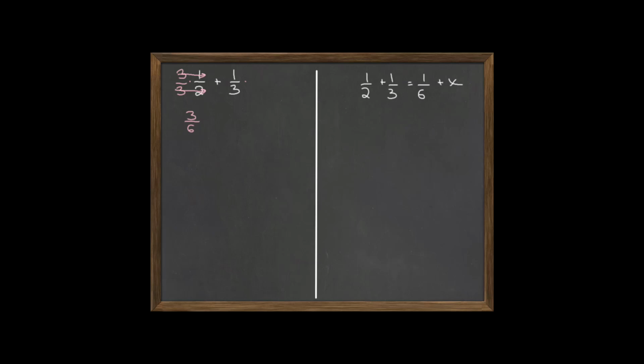Okay, 1/3. Again, we want to multiply by 1, right? But again, we're trying to change the denominator, get a common denominator. So we actually multiply by 2 over 2. But 2 over 2 is 1. So we have 1 times 2 is 2, and then we have 3 times 2, which is 6. So now that I have a common denominator, I can add. So I have 3 plus 2 is equal to 5, and I have 5 over 6. So 1/2 plus 1/3 is equal to 5/6.